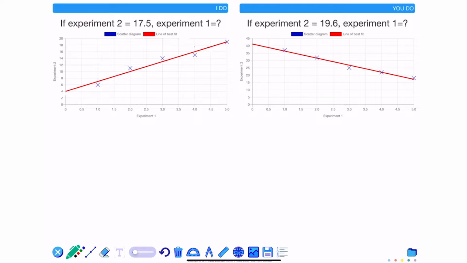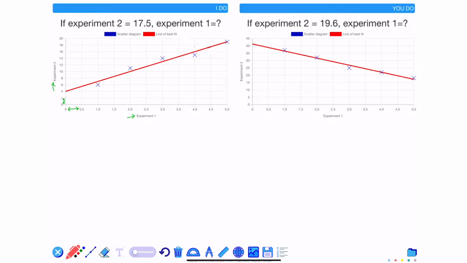In this video, we're going to be looking at how we can interpret a scatter diagram. Looking at the example on the left, the x-axis has a scale which is going up by a half. The x-axis represents experiment 1. The y-axis goes up in twos and has been labelled experiment 2.